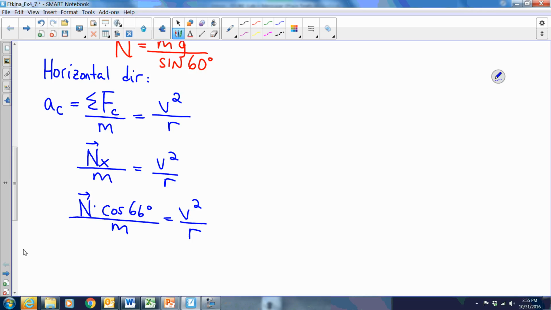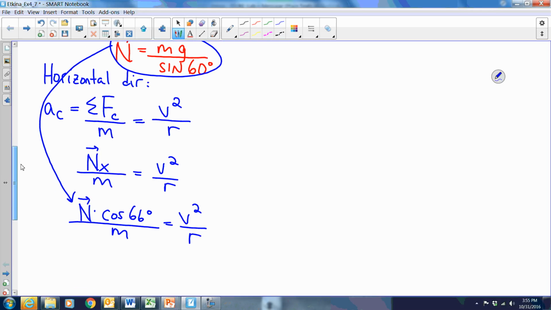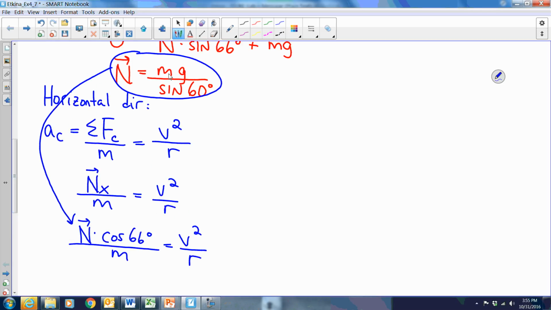Well, I also had created a formula for N. So now I'm going to substitute this whole thing, and that's going to come down here. That was the point of getting that, because I don't know the magnitude of that normal force, but I do have it in terms of the weight. I see that I wrote that wrong, because this is supposed to be 66, not 60. So let's bring that down here.